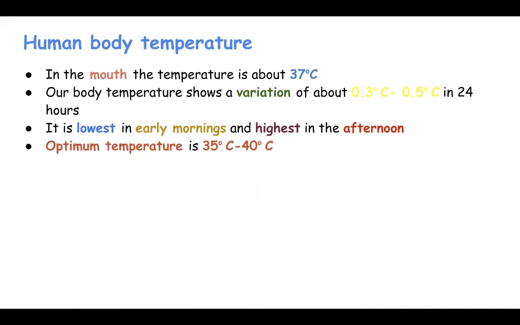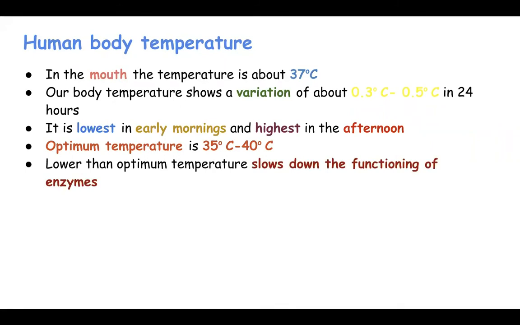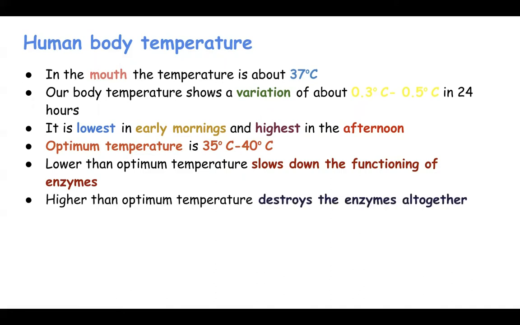Optimum temperature is 35 to 40 degrees Celsius. That's the optimum temperature range for working of the human body. A lower temperature than the optimum temperature slows down the functioning of enzymes. Enzymes are needed for all activities of the body. So, a lower than optimum temperature is not preferable for healthy growth of an individual. When the temperature becomes higher than the optimum temperature, it destroys the enzymes altogether. So, a higher body temperature or a lower body temperature is not preferable. That is why the most suitable temperature is 37 degrees Celsius, which is best for the functioning of enzymes and the overall well being of a person.